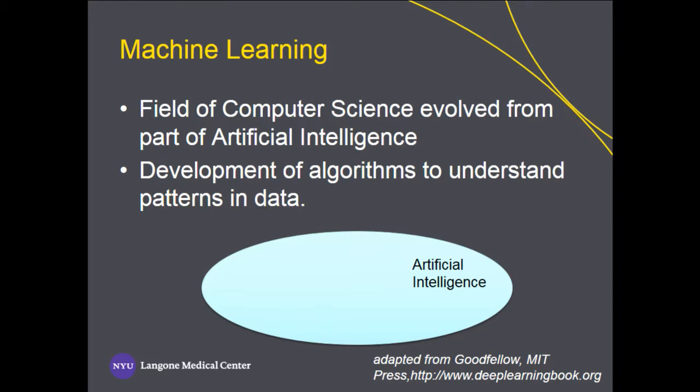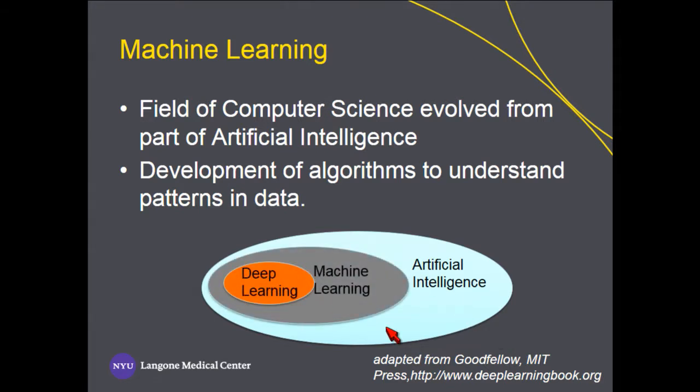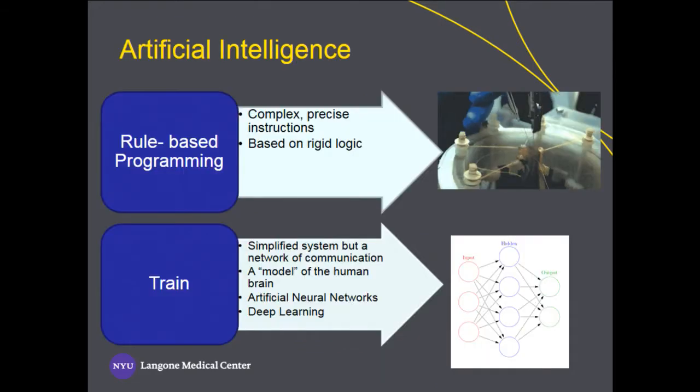So what is it exactly? It's a field, part of computer science that evolved from artificial intelligence. This is adapted from Ian Goodfellow's book published by MIT, where artificial intelligence is a large basket, then machine learning resides within it, and then deep learning resides within that, and we'll talk a little bit about the differences here. And essentially, the idea is to try to develop algorithms to understand patterns in data.